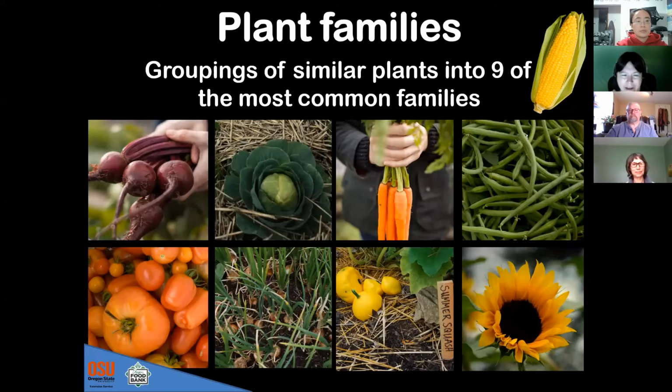So tomatoes are nightshades, and tomatoes include tomatillos, right? You probably knew that, but that also includes eggplants and peppers. So if you put tomatoes in a space one year, you may not want to replace them with peppers, but with something from a different family.